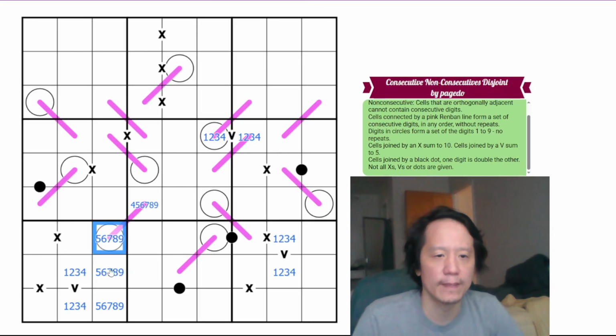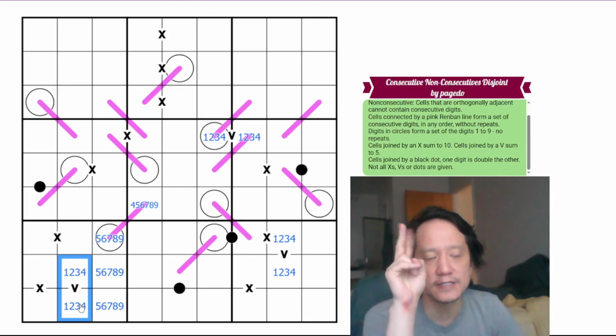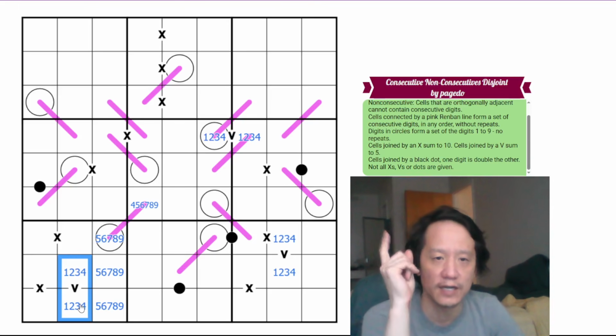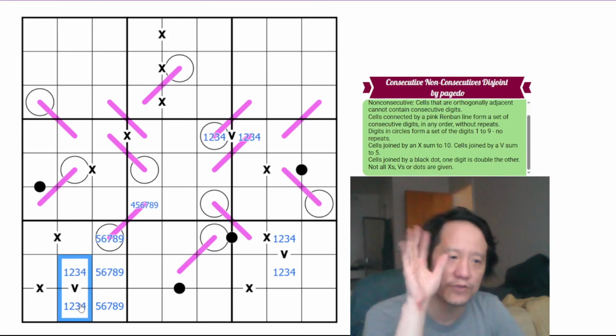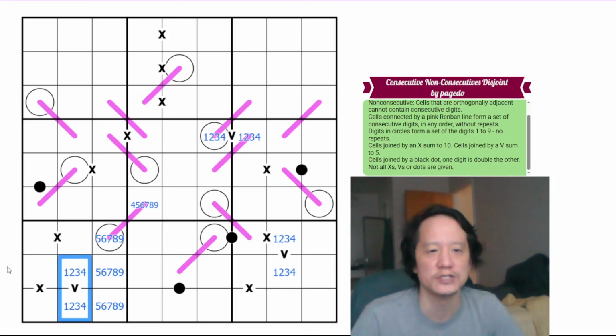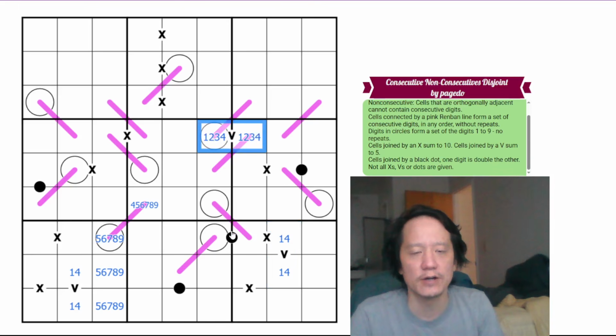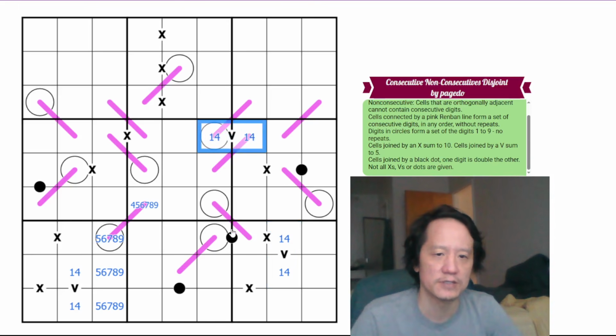Okay. Since no orthogonally adjacent cells can contain consecutive digits, all the V's can never be 2 and 3, right? Because they would be consecutive and orthogonally adjacent to each other, which means sharing an edge. So this must be a 1-4 pair, and this must be a 1-4 pair because of that.